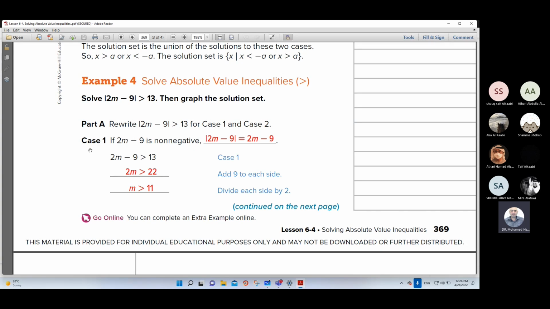The first case, if the value is non-negative, means keep the same value. The absolute value of 2m minus 9 will be 2m minus 9. So the inequality will be 2m minus 9 greater than 13. Then solve this inequality, try to remove negative 9. So add the inverse, plus 9 here, plus 9 here, you will get 2m greater than 22. Then we want to remove 2, so divide the two sides by 2. You will get m greater than 11.